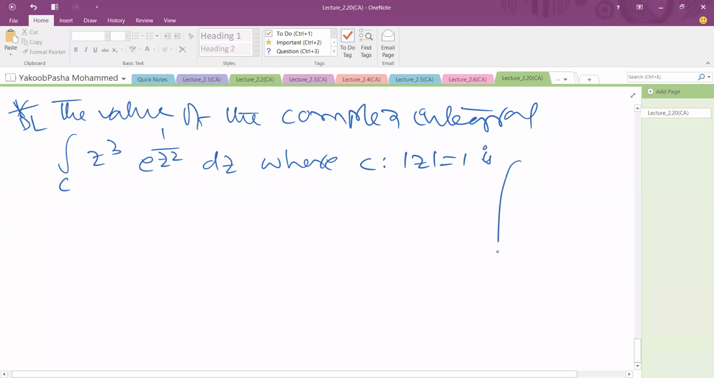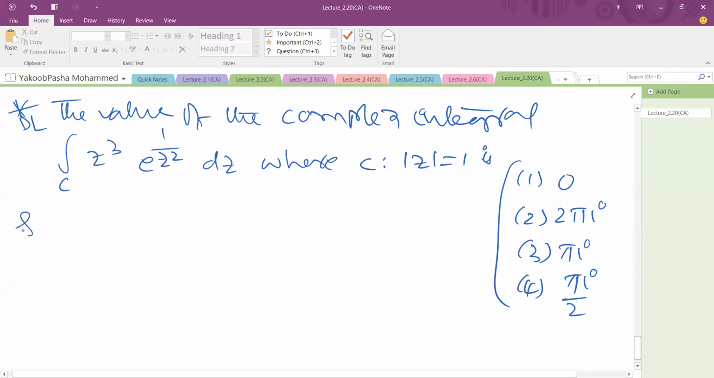Okay. First option is 0. Second option is 2 pi I. Third option is pi I. And fourth option is pi I by 2. These are the four options.